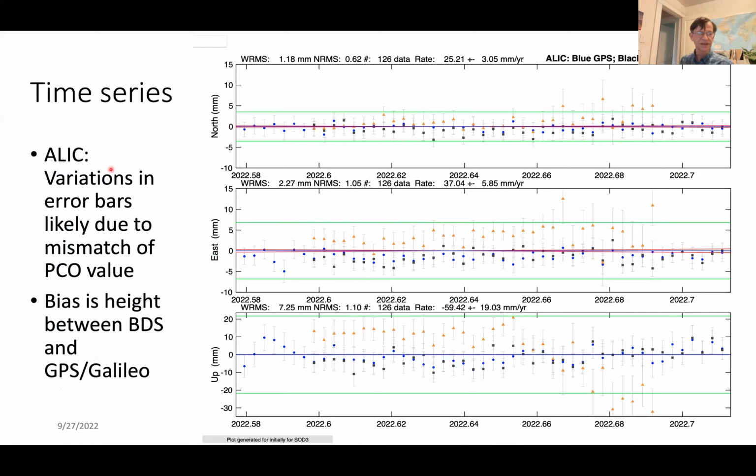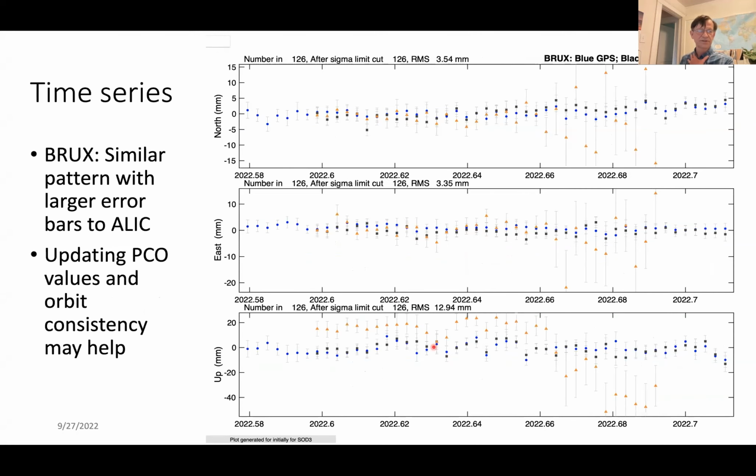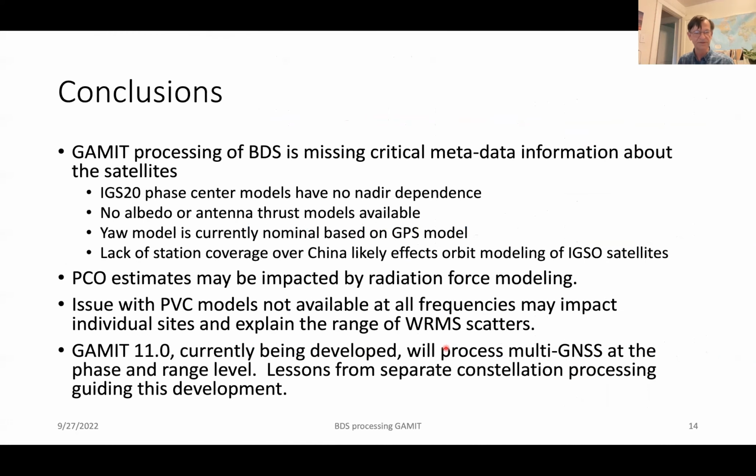And again, just to give you some ideas of time series here, this is the Alice Springs site in the middle of Australia. And again, we see some small biases. This is 5 millimeters in the east components and in the heights. We also see some changes in quality that we're still looking at in terms of data processing. And this is the Brux site back in Europe, again, the same one we looked at before. And again, we see for much of the time, it's quite good. At the end here, in that last week we've just processed, and again, we're not certain why at this point, the quality of the BDS solution seems to degrade, and that's not clear yet. Again, we're still developing this system and trying to understand how best to do orbits with this system.